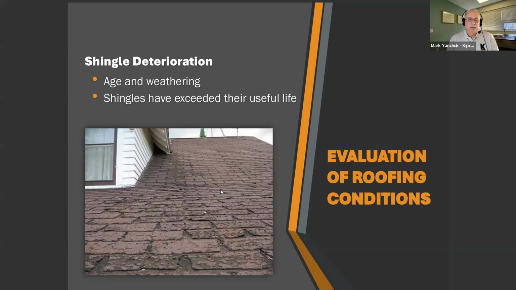Aging and weathering. This is a typical roof that has come to the end of its useful life. It has aged, weathered, and the shingles have deteriorated. This is an old 3-tab roof system that has aged and weathered badly and needs to be replaced.